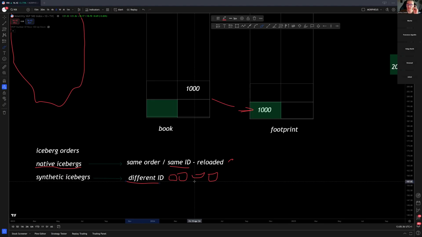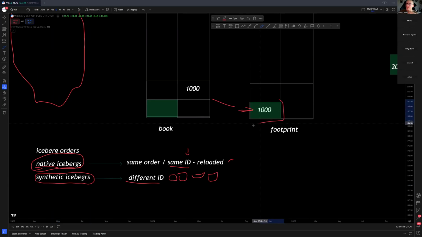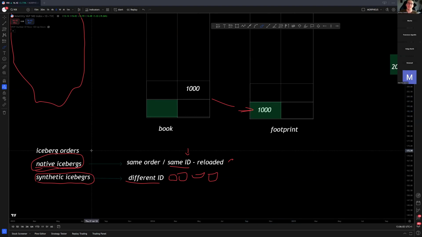Is that clear? So with a native iceberg, people can see you and can be 100% sure, with numbers, with ID, with MBO data, that it's you and it's a real iceberg. With synthetic icebergs, they might see it at the end of the day because you can see them in the footprints. There's a huge amount of orders. Okay, that was an iceberg. With native icebergs, we can be sure thanks to the order ID. With synthetic icebergs, we might not be sure until the very end of the iceberg.